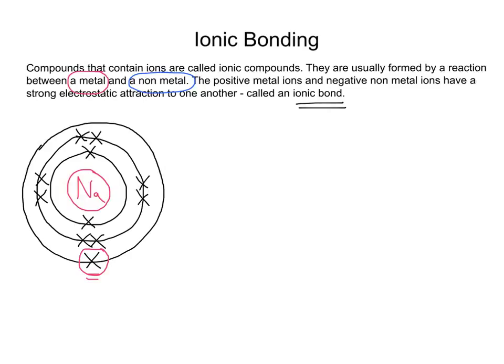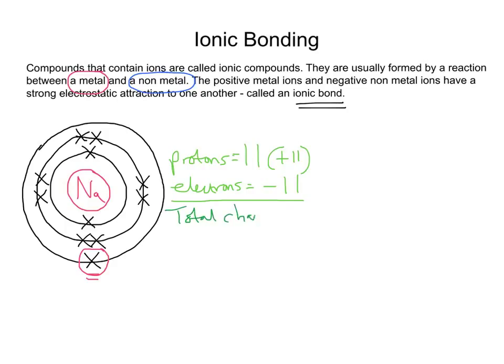So let's just have a look at what we actually have in this sodium atom. Our proton number is 11, and that would actually be plus 11, because that's going to be a positive charge. In terms of electrons, we have minus 11 if we think of the charge there. So when we consider charges, our total charge there is 0.